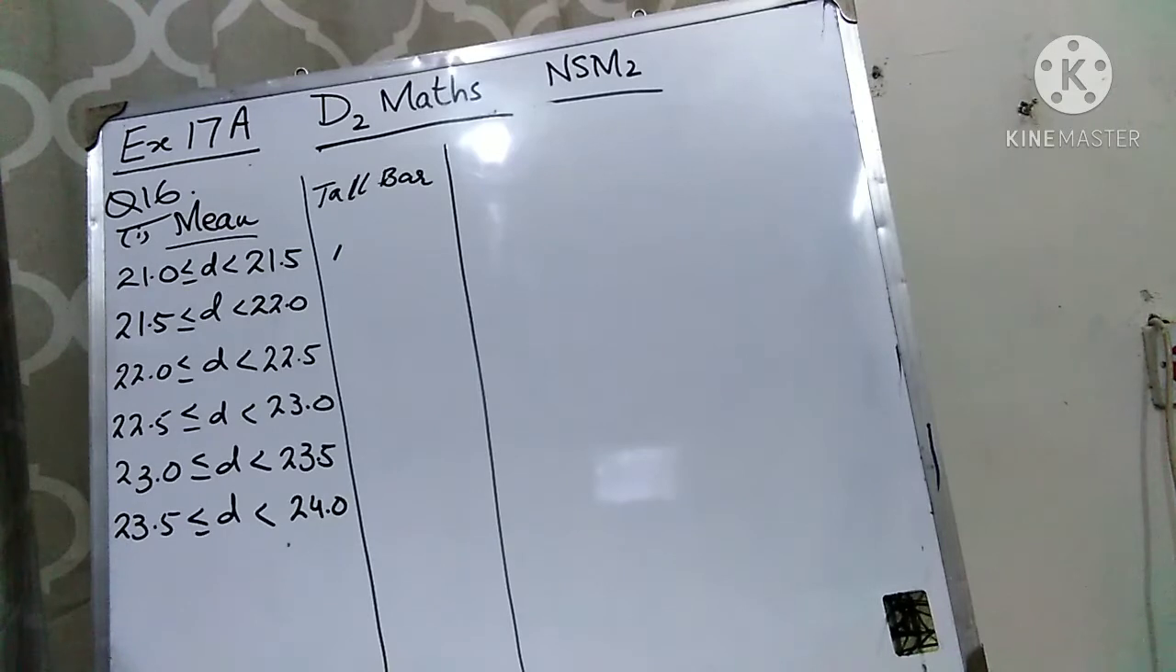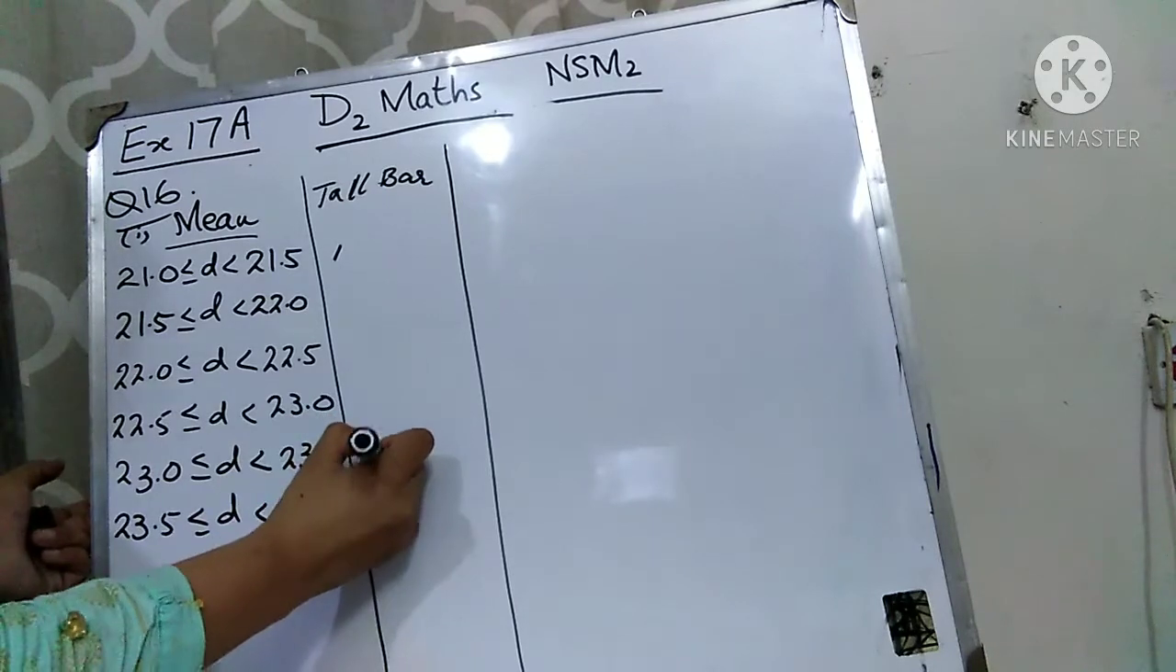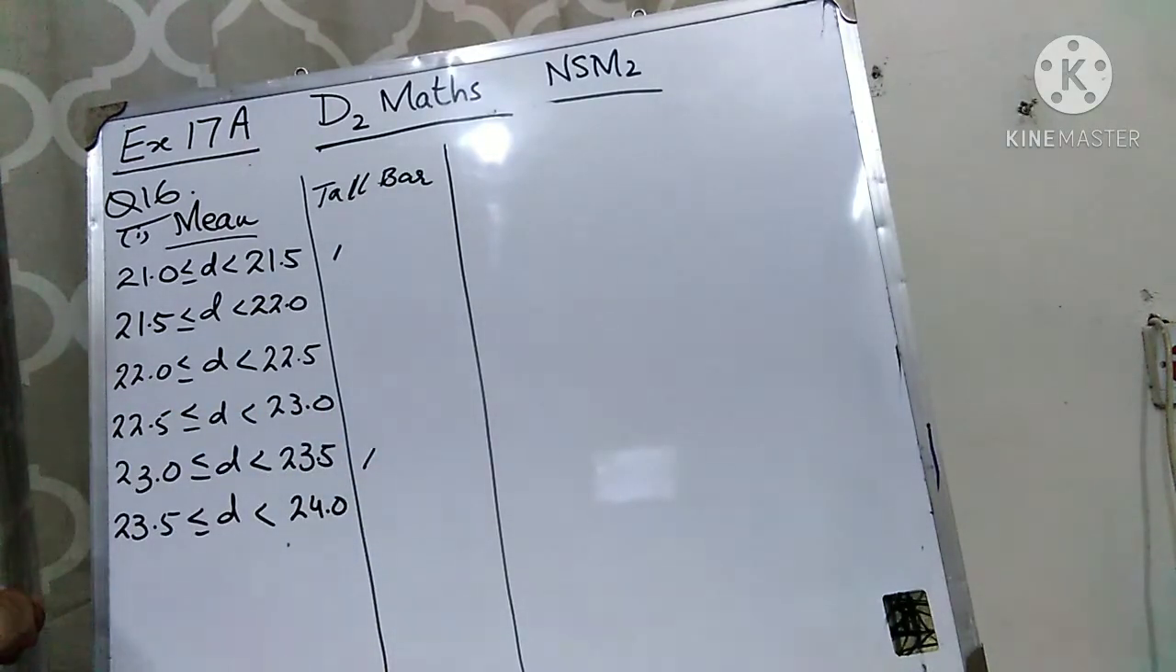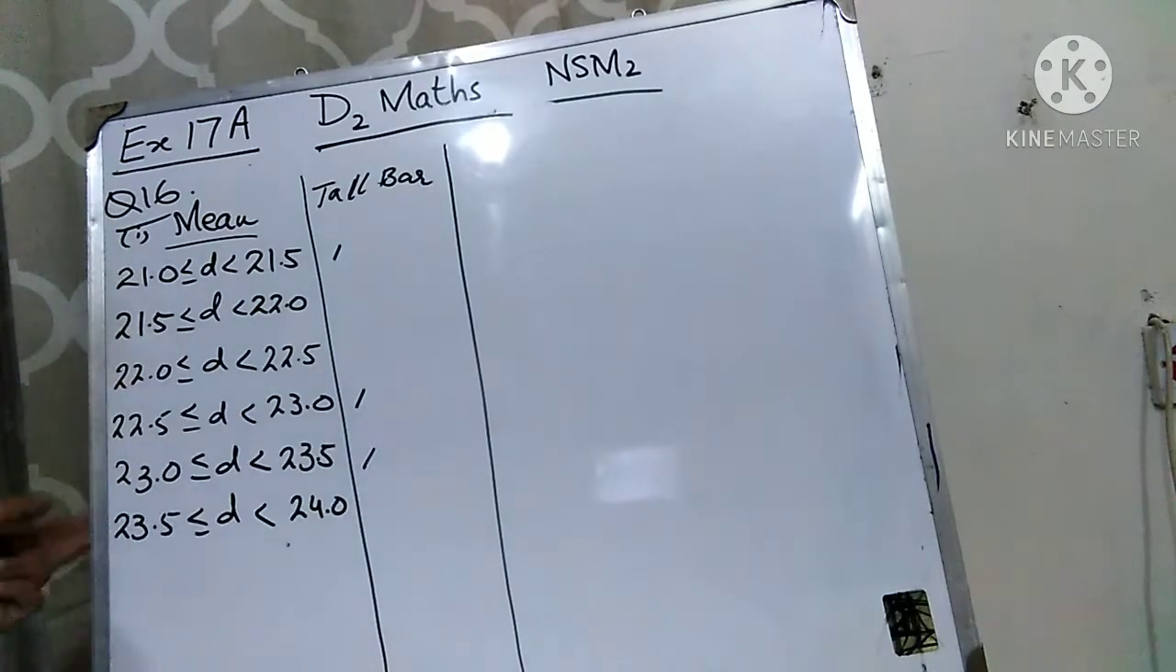Then the second value is 23.55. So here this is 23.0, and here this is 23.5, so the next tally will come over here. Then 22.93. Here you can see that this is 22.5, so the 22.93 will come within this range. So draw one tally over here.